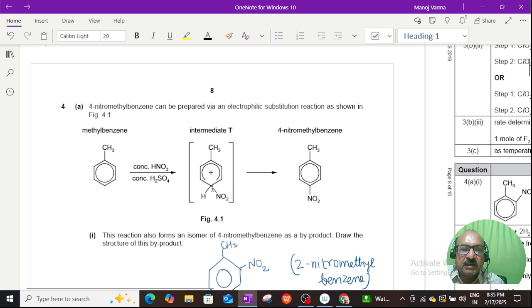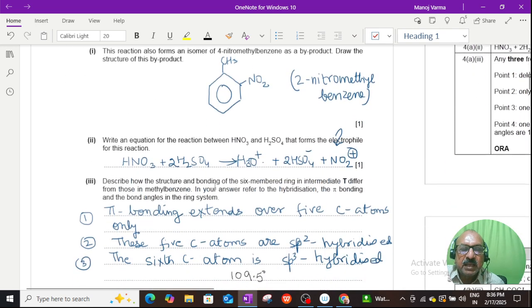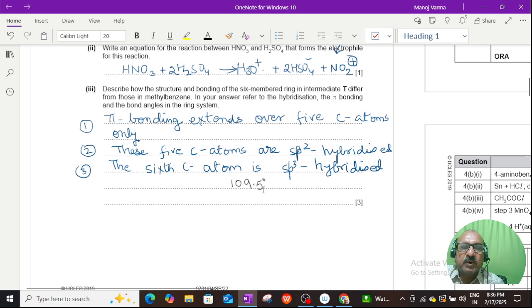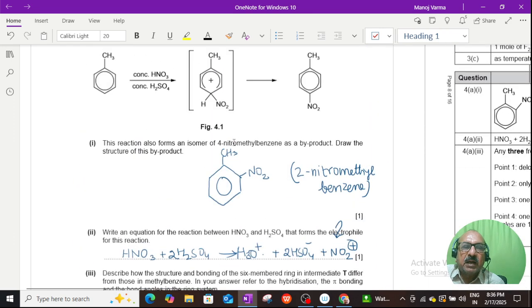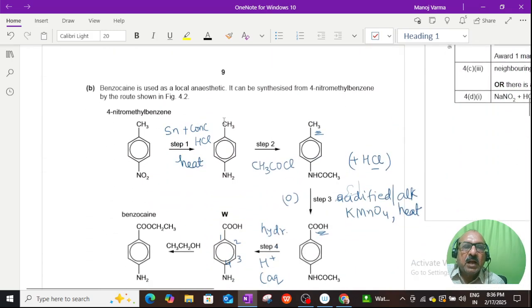Further you find that these 5 carbons will be sp2 hybridized, whereas this carbon to which the NO2 group is attached is having 4 bonds, so it will be sp3 hybridized, and being sp3 hybridized, the bond angle will be 109.5 degrees. These are the 3 differences between the methylbenzene and the intermediate T. Okay, so let's go to the B part.